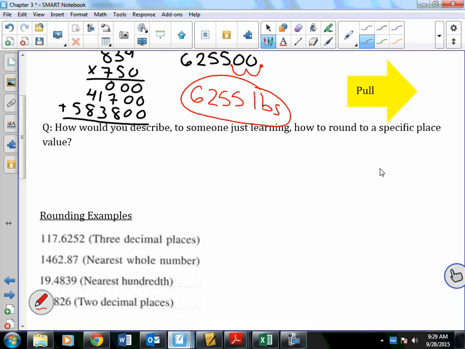What we're looking at today is some rounding and an application. So question, how would you describe to someone just learning how to round to a specific value? And it's good to put it into words. So if I'm going to round to the hundredths place, what do I do? If I'm going to round to the tens place, what do I do?